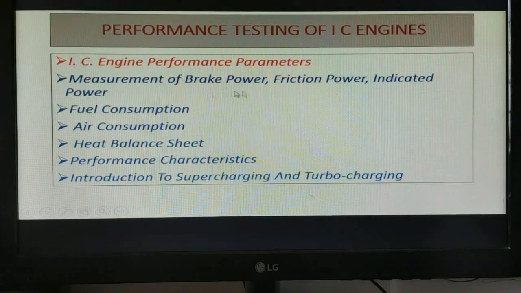Along with that, the brake power, friction power, indicated power, fuel consumption, all we are going to study in the performance testing of IC engine. But in today's lecture, we'll be concentrating on IC engine performance parameters. So today we'll see the IC engine performance parameters.